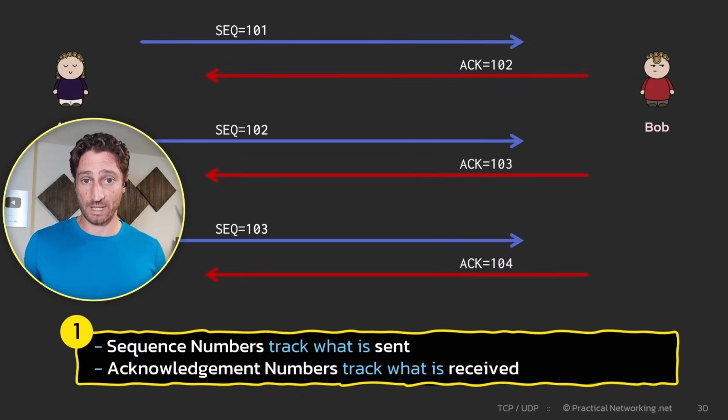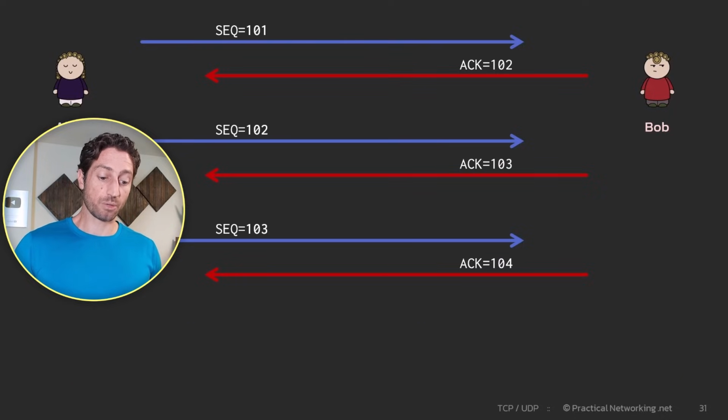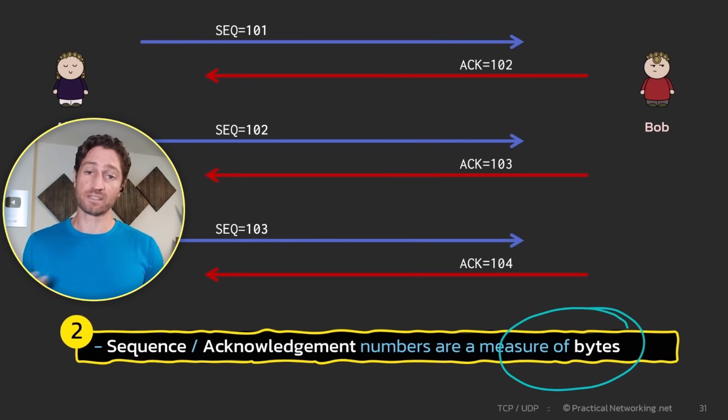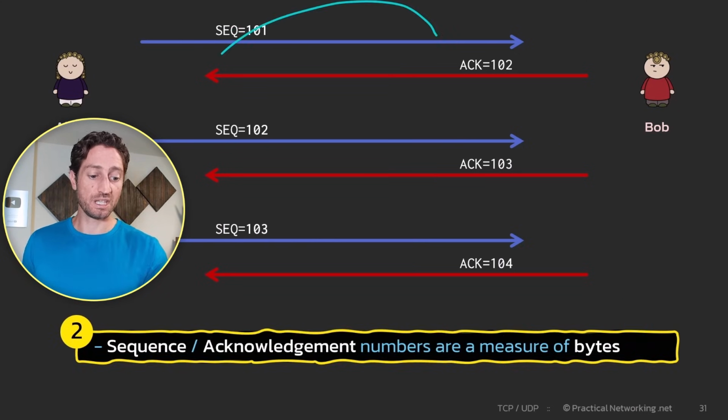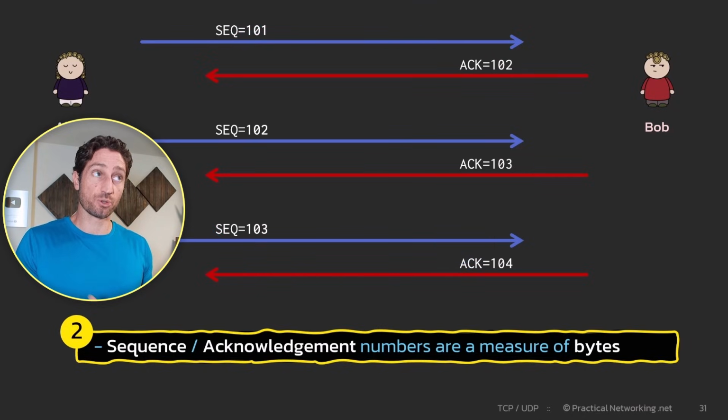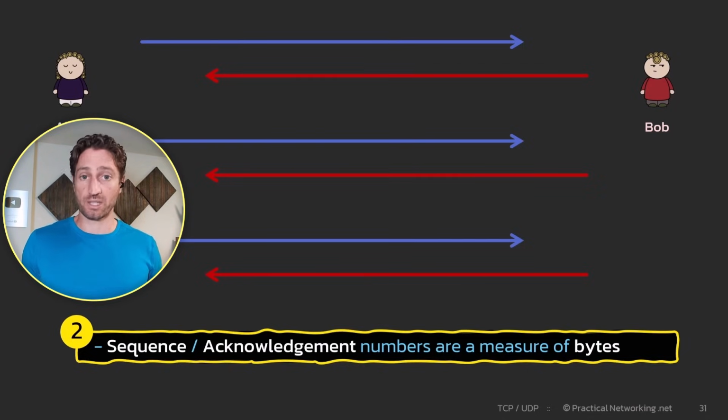Idea number 2 about TCP is going to further refine our understanding of sequence number and acknowledgement numbers. You see, sequence number and acknowledgement numbers are not actually a measure of packets sent. They're actually a measure of bytes sent or received. So these numbers that we use over here aren't technically accurate. I was just using those numbers to simplify the definition of sequence numbers tracking what is sent and acknowledgement numbers tracking what is received. More accurately would be numbers like this.